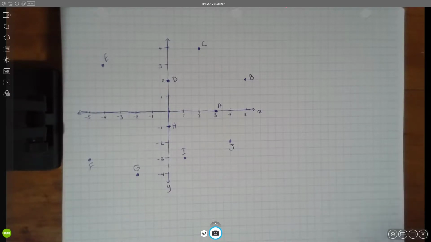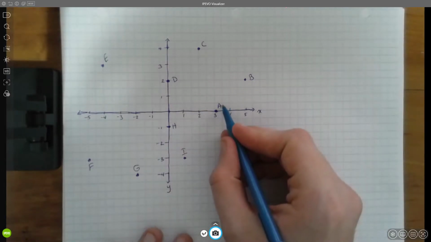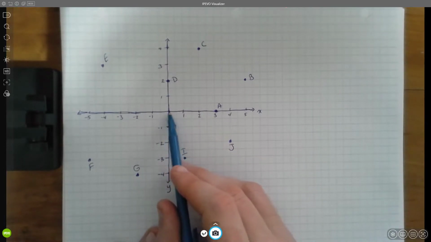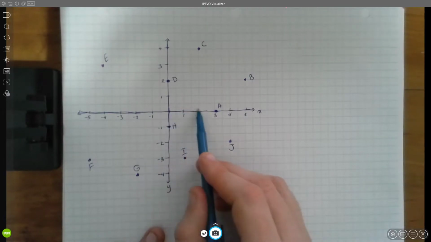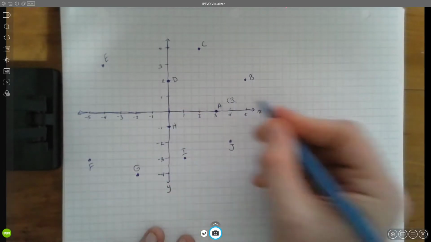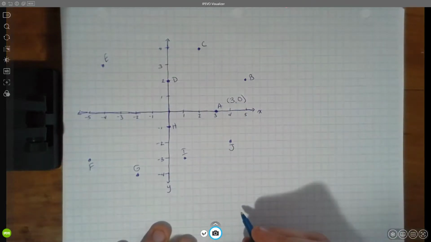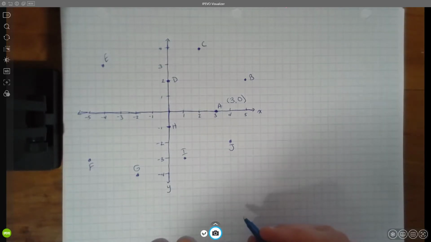First, we are given this Cartesian plane with a number of different points on it from A to J, and we're asked to figure out the coordinates of some particular points within this graph. The first one is point A. Remember that we want the x and y for how far it is. X is first, and it's how far left or right it is. So it's 1, 2, 3 spots to the right, so 3. And then y, it's not up or down, it's right on that line, so it's 0. So 3, 0 is our coordinate for point A.